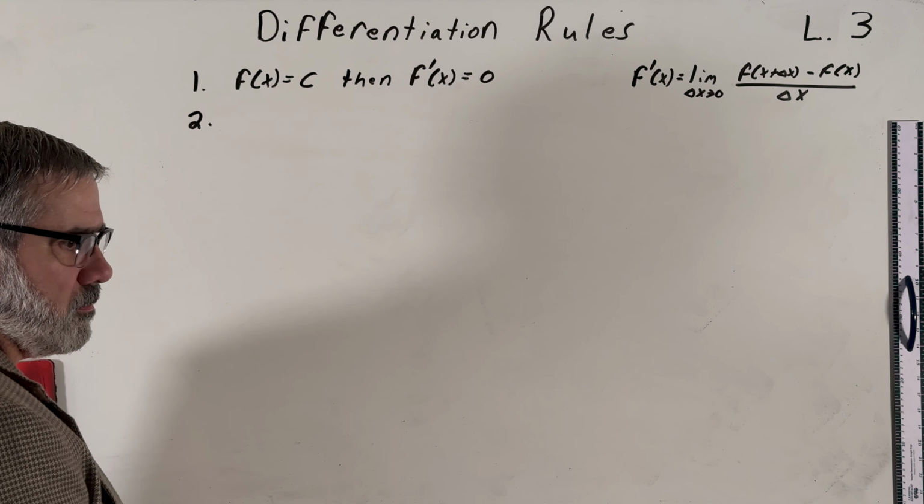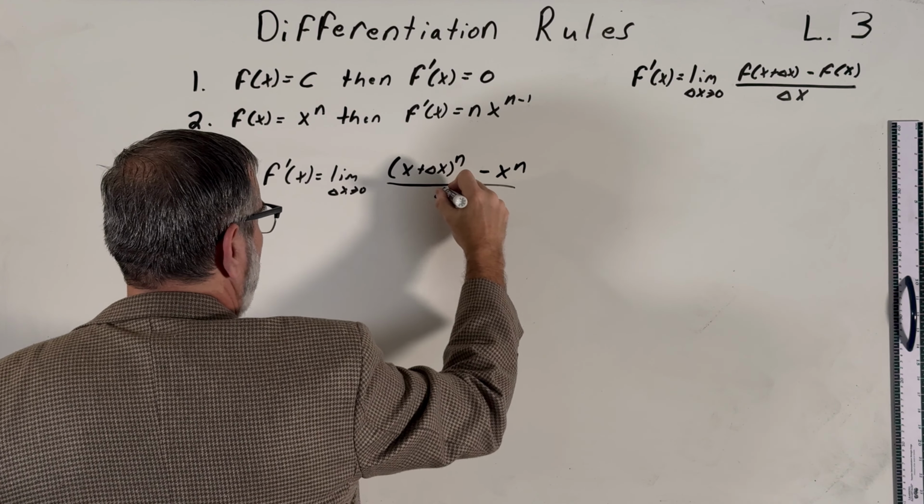But can we show that it's true? Well, again, we'll go to the limit, right? So f prime of x is going to be equal to the limit as delta x approaches 0 of f of x plus delta x. So that's going to give us x plus delta x to the n minus f of x, so minus x to the n divided by delta x.